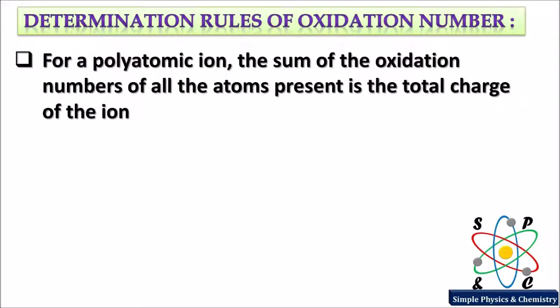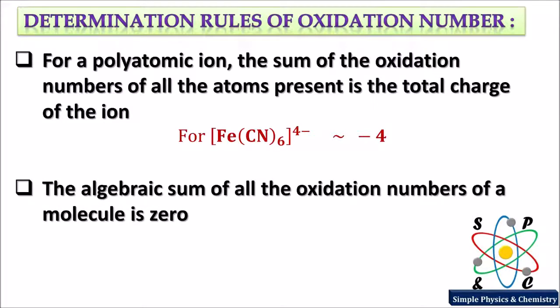Now if you have a polyatomic ion, then the sum of the oxidation numbers of all the atoms present is the total charge of the ion. So what does that mean? If you calculate the total charge of the ions, you will find it will be -4.